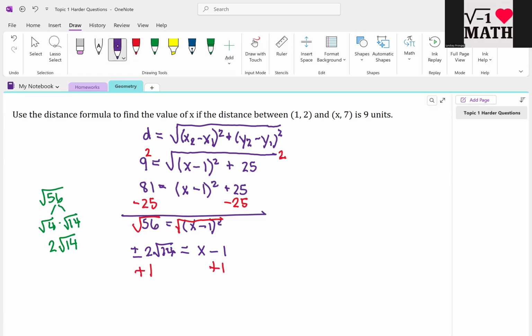And something like this, it is customary to write our final answer as rational number first, 1 plus or minus our 2 root 14. And those are our two possible values of x that can be plugged into that coordinate to give a distance of 9 between the two of them.